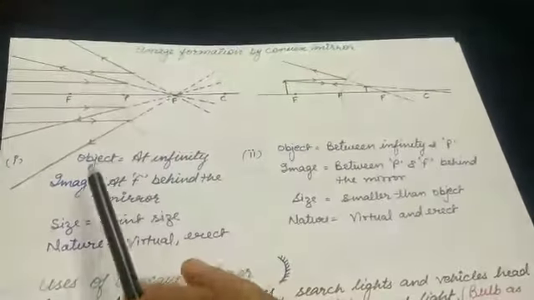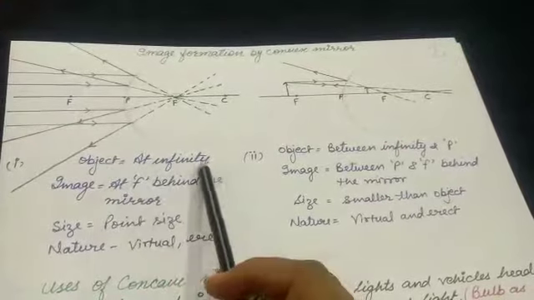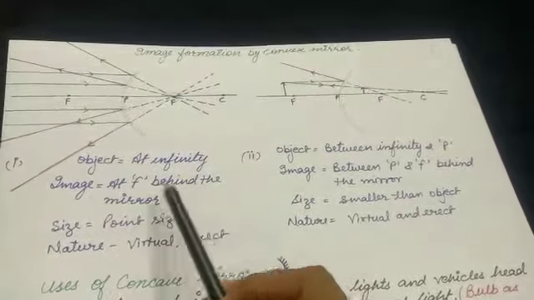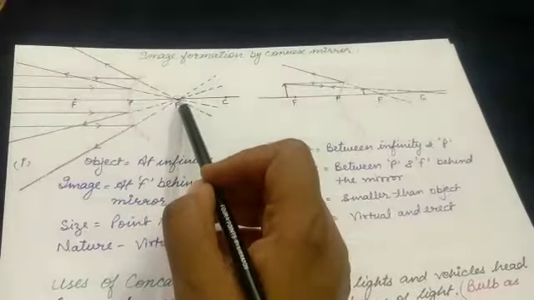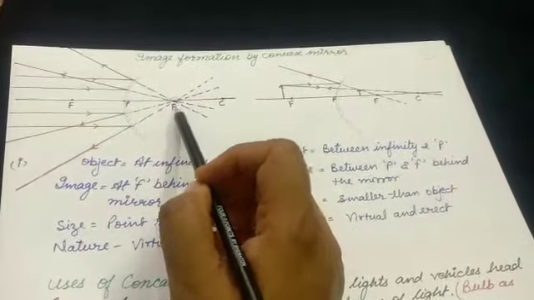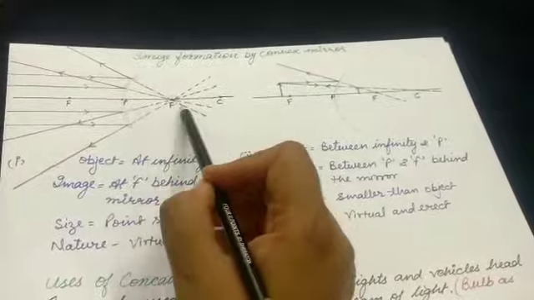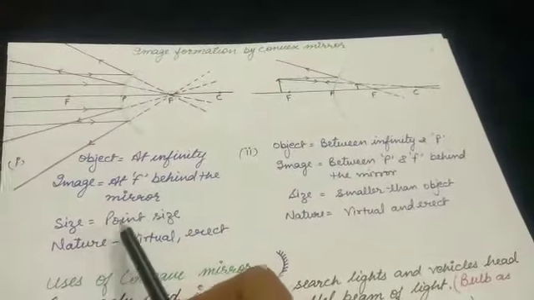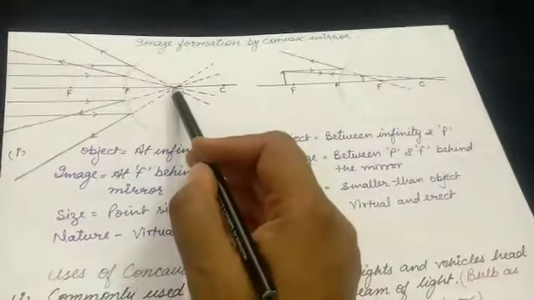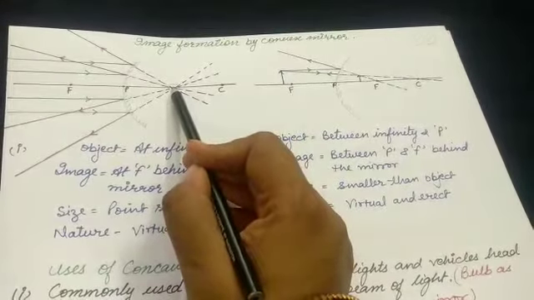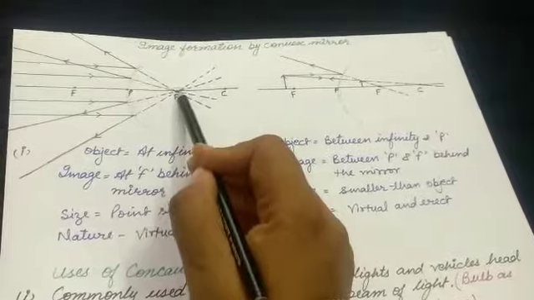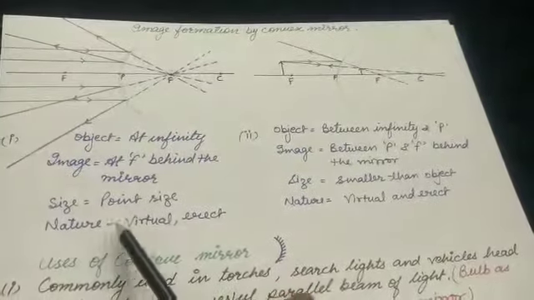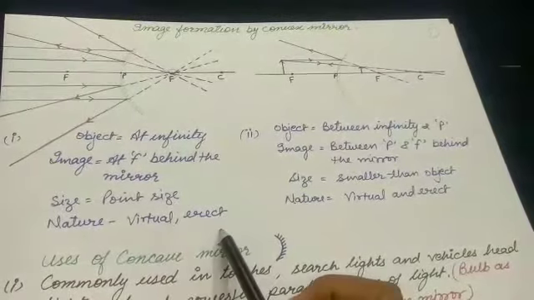So what information do we get here? That the object is at infinity, the image is formed at the focus behind the mirror. The focus of the convex mirror is on the back side, behind the mirror. So here the image will form. The size of the image is point size. See here all the light rays appear to meet here, and the image formed is in the form of a point. Nature, the image is virtual and erect.